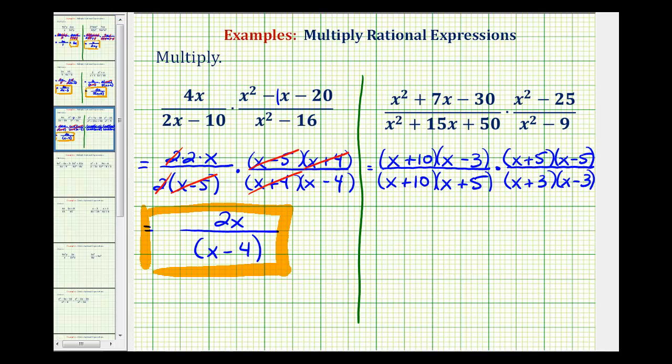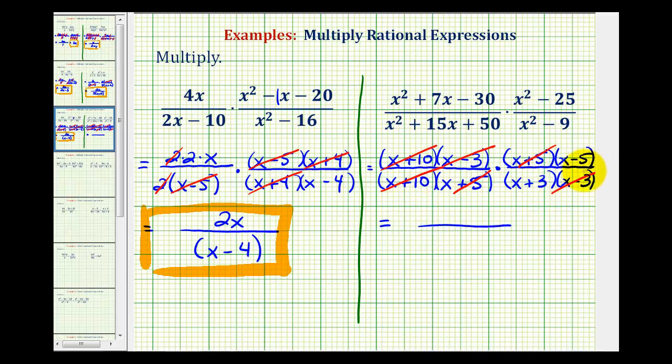And now we'll simplify out all the common factors between the numerators and denominators. Notice here we have an x plus 10 over x plus 10. That simplifies to 1. Here we have an x minus 3 over x minus 3. That simplifies to 1. And notice we also have x plus 5 over x plus 5. The remaining factors would be our simplified product.